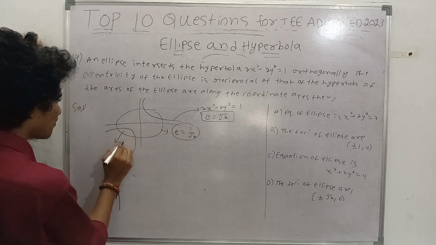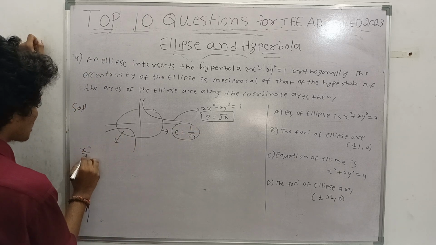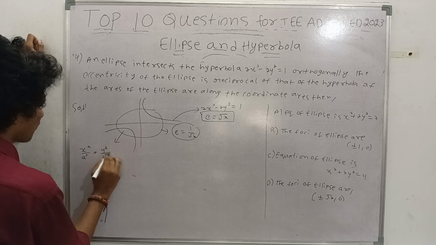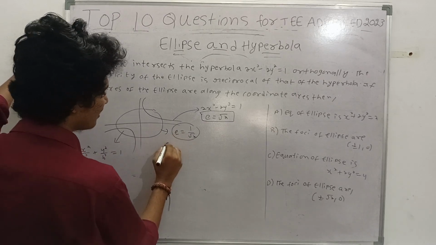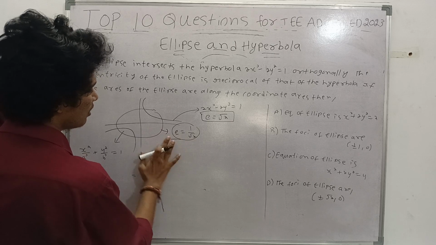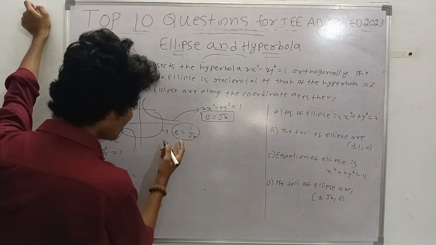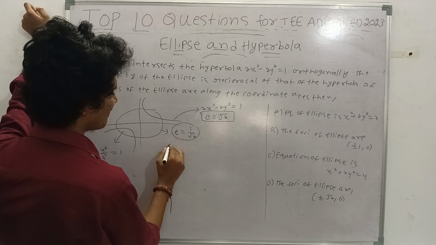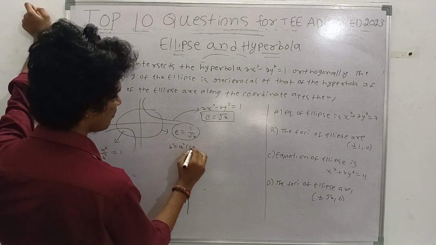And also we can assume the equation of the ellipse as x square divided by a square plus y square divided by b square equals 1. And what is the eccentricity formula here? Eccentricity equals 1 by root 2. We can write b square equals a square into 1 minus e square.